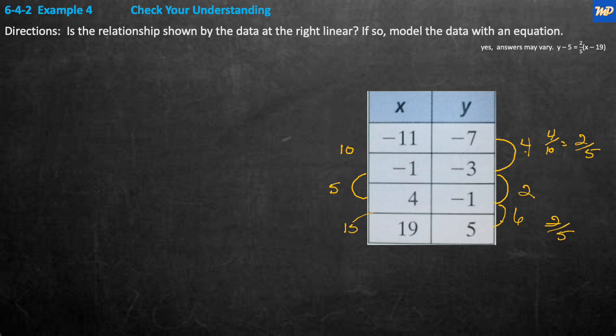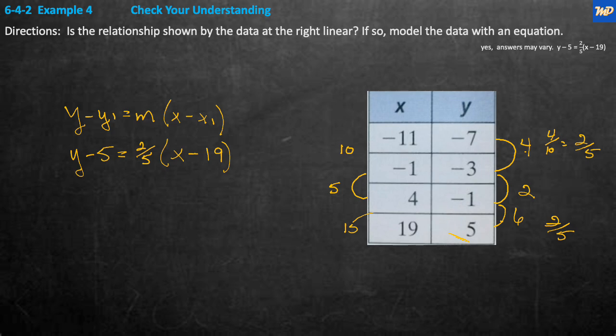So now let's write the equation. y minus y1 is equal to m times x minus x1. There's the equation, general form, let's fill it in. So we've got y minus what? Our y term. Well, let's pick one. It doesn't matter. Let's pick this 5. It's easier. y minus 5 is equal to 2/5, there's our slope, 2/5 times x minus 19. Case closed. There's our answer. Okay? So it is linear, and there's the equation of that line that's formed from the data in that table.